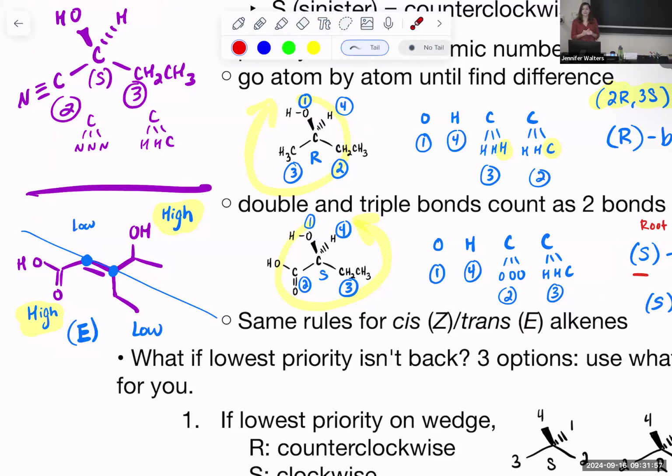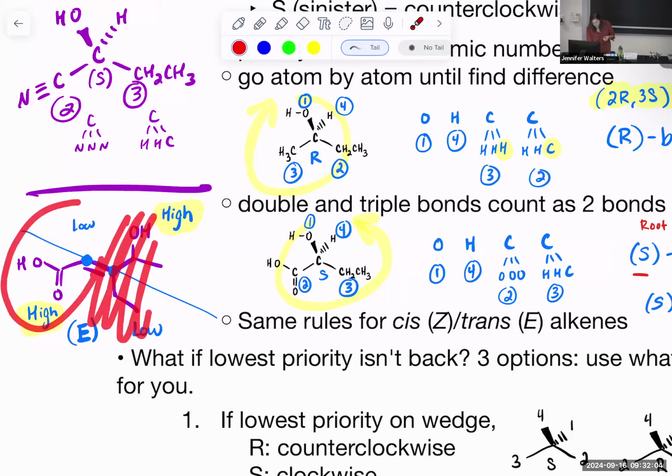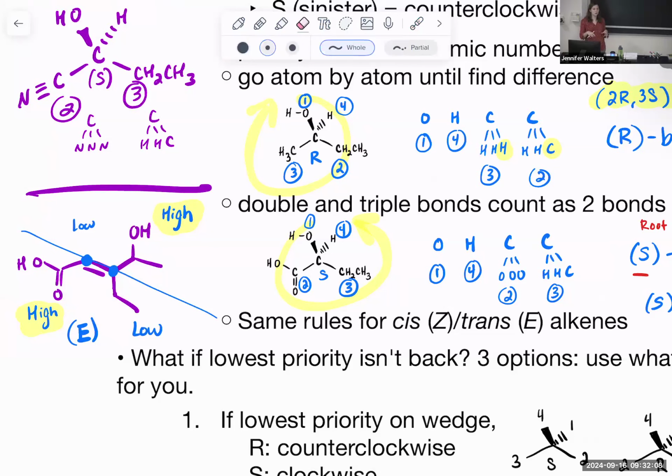Cool. That's what I mean by it's the same rules of going atom by atom until you find the higher atomic number. It's just that for your double bonds, you only do one side at a time to get a high-low. Our chiral atoms, we compare all 4 simultaneously to rank the 4.